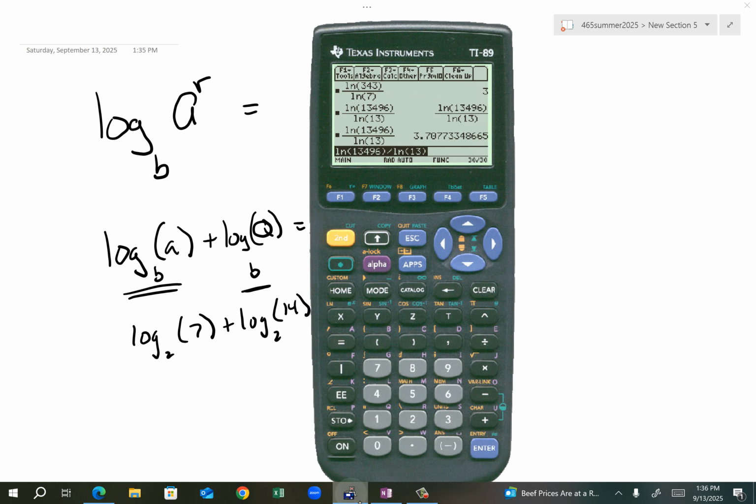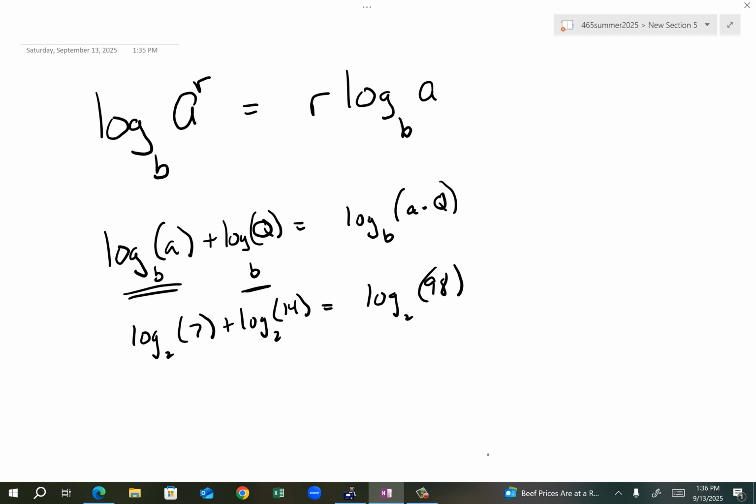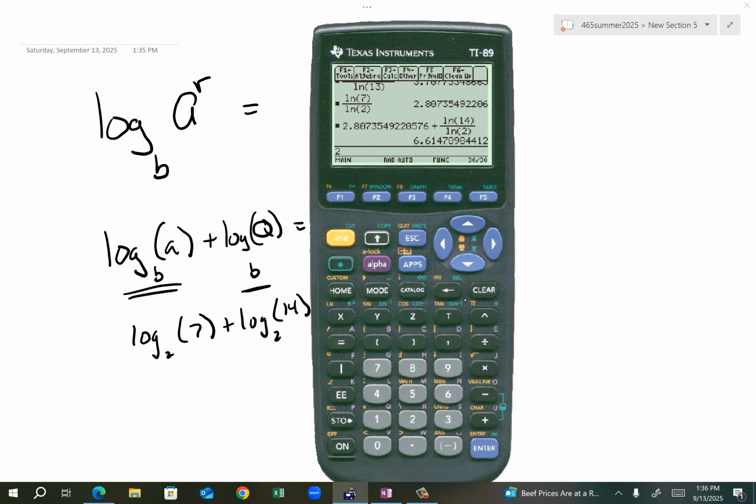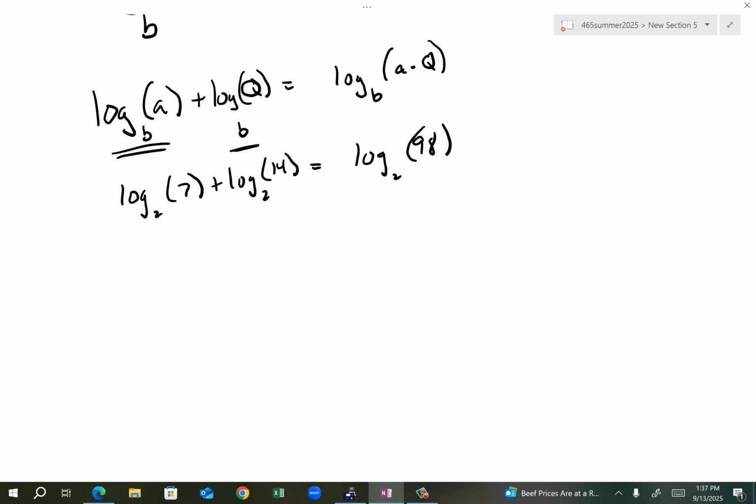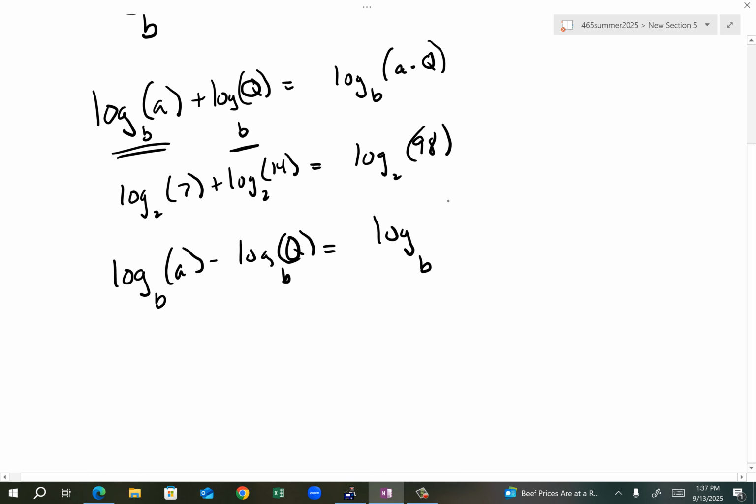Okay, well, is that true? I don't know. So in this problem, the log base 2 of 7 is the log of 7 divided by the log of 2. And I get this answer here, plus the log, I'm going to grab this and bring it down. And so when it's all done, I get 6.6. In other words, 2 to the 6.6 power better equal 98, and it does. Well, it's also true when you're subtracting, except the other way around. The log base b of a minus the log base b of q is equal to the log base b of a over q.